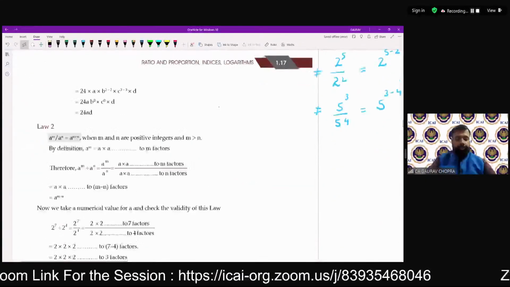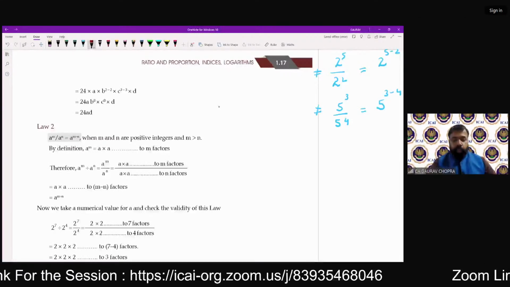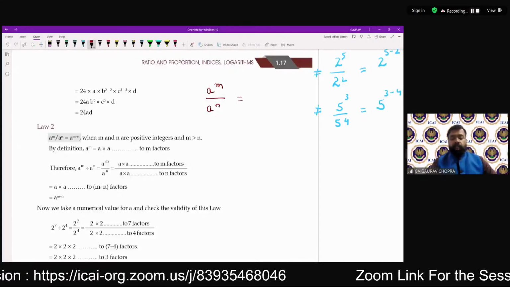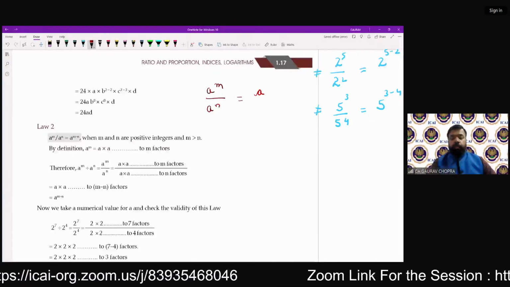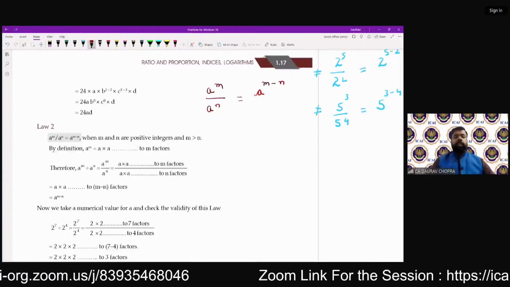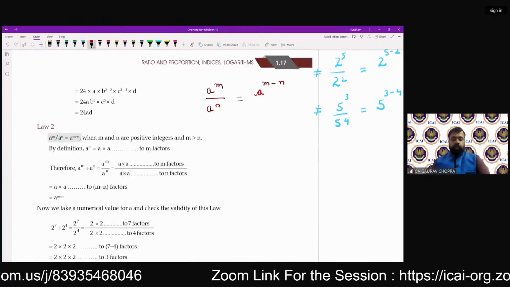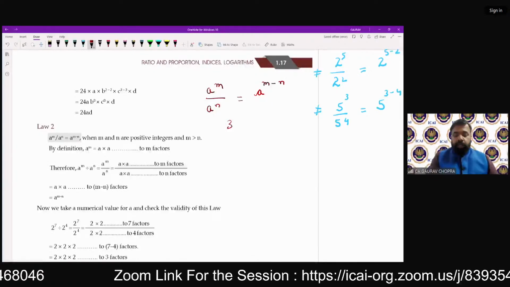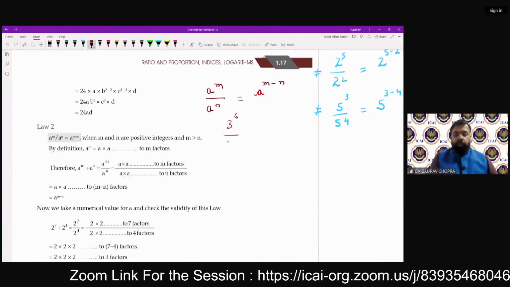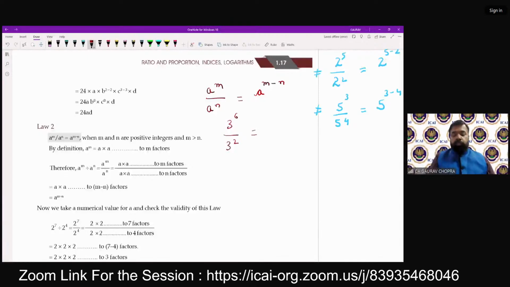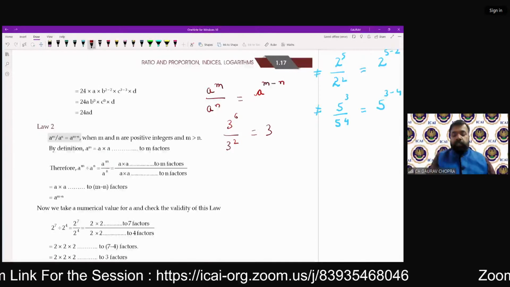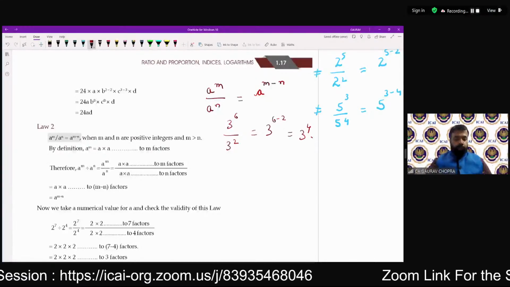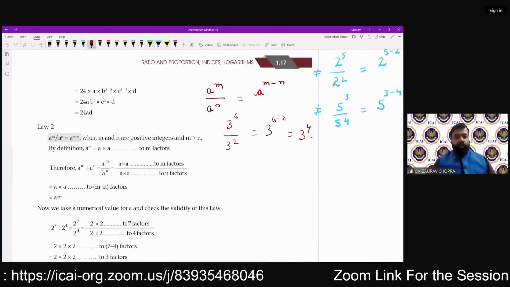Then law number second is for division, a to the power of m upon a to the power of n. If this is division, what will the result be? a to the power of m minus n. So if we have written 3 to the power of 6 divided by 3 to the power of 2, the result will be 3 to the power of 6 minus 2, that is 3 raised to the power of 4. This is law number second.